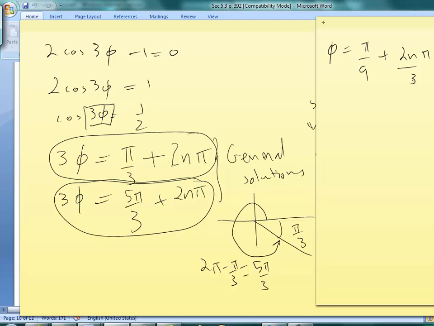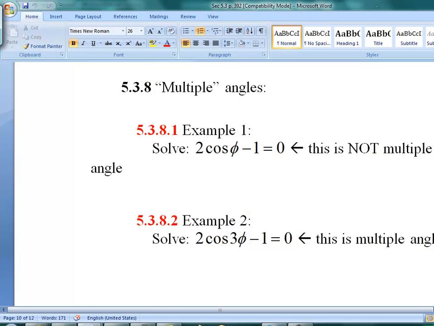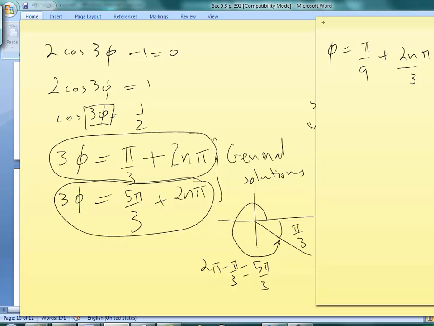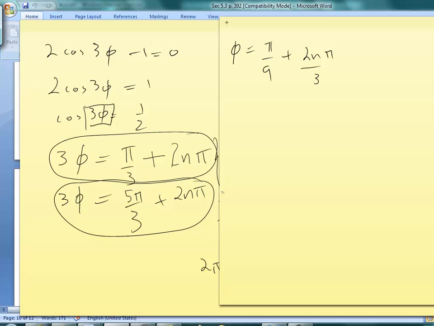This is still not a specific solution, because I want the answers in terms of, I think the next example does that, the next example tells you that I want the answers in 0 to 2 pi. So this one came from 3 phi equals pi over 3. And then I have another set that's going to come from this one here. From there I get phi equal to 5 pi over 9 plus 2n pi over 3.